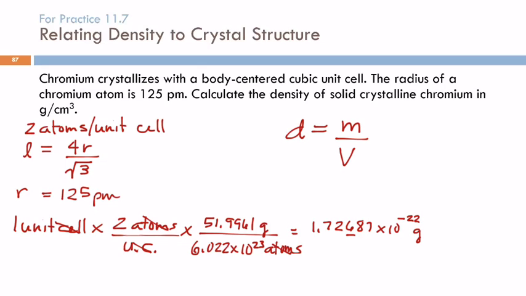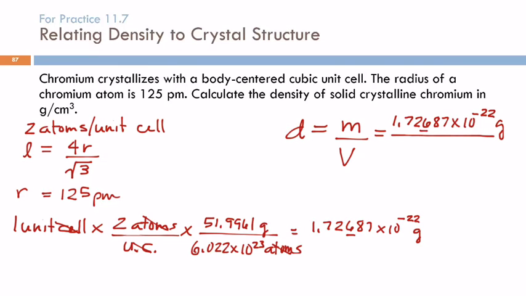That's really tiny. Is it okay that it's really tiny? It's 2 atoms. It better be really tiny. Okay, so that's the mass. So I'm going to put that in here. 1.72687 times 10 to the minus 22 grams.